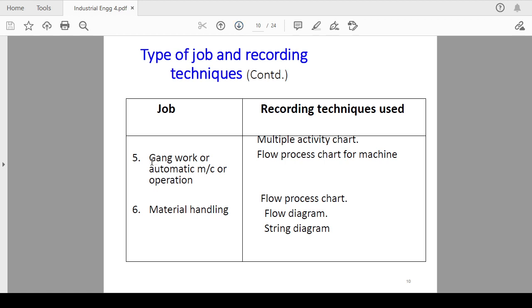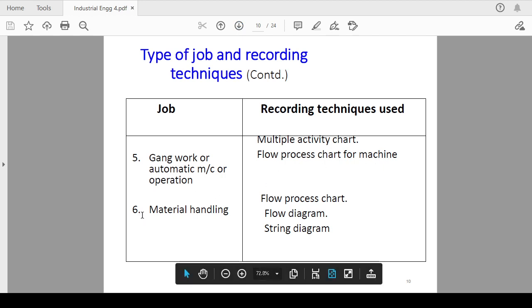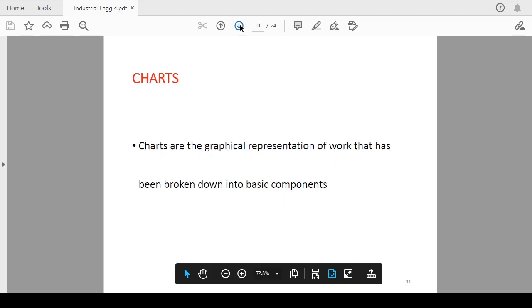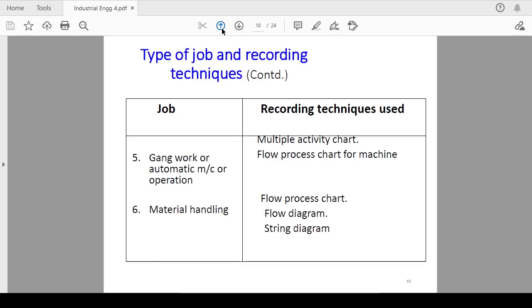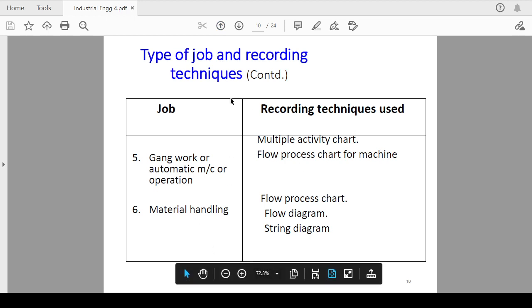If your job is related to gang work or an automatic machine or operation, then you must select the multiple activity chart and flow process chart for the machine. If it is related to material handling, then you have to select the flow process chart, flow diagram and string diagram. This is the way you can select. We will come to the charts very soon. So this is all about how you can select your recording technique, as well as the different criteria for the selection of a job that you have gone through so far.